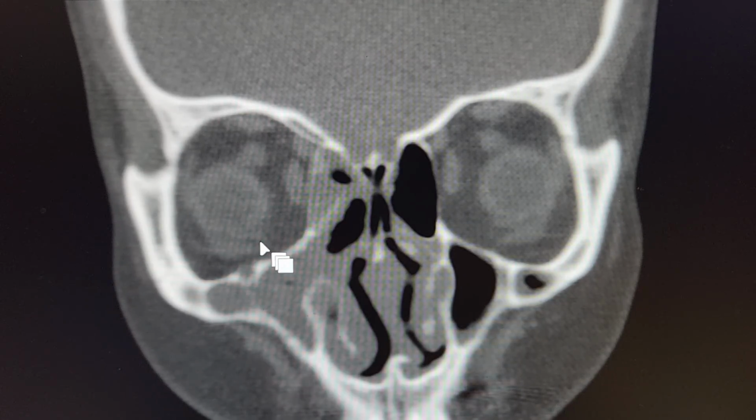So if you have to go endonasal, do an optic nerve decompression or orbital decompression, you need to know the precise anatomy of the medial wall of the orbit, that is the lamina papyracea. So you have to completely resect the lamina papyracea if you have to perform an orbital decompression.